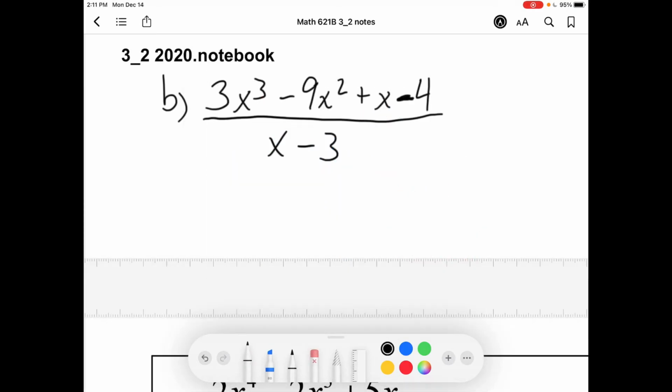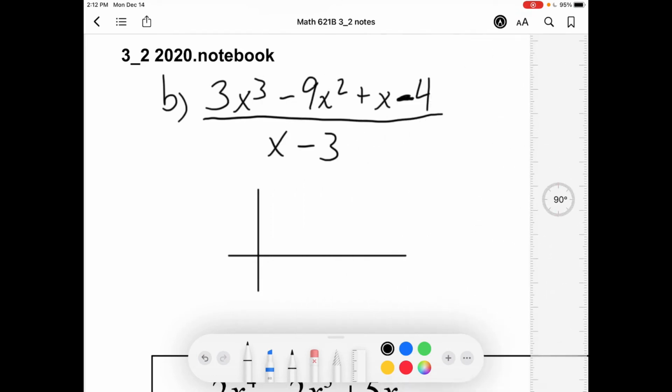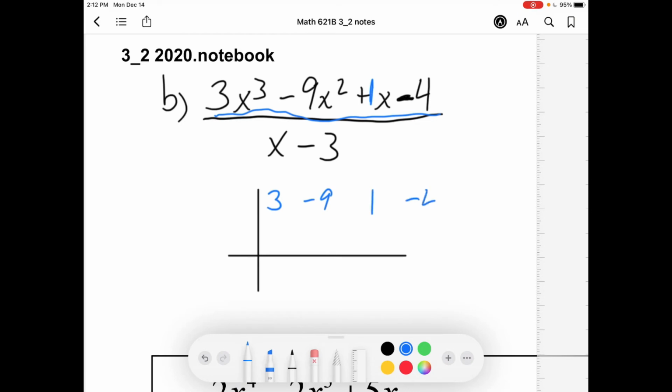Okay, here's another one for us to try. We could do it with long division, but let's try this synthetic division technique again because it may save us some time. So I'll make the little table. What goes in the table? First of all, the coefficients of this big polynomial up top. So 3, -9. That is a coefficient of 1 beside that x, so 1 and -4.